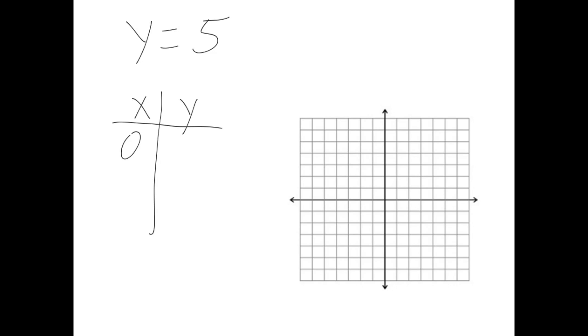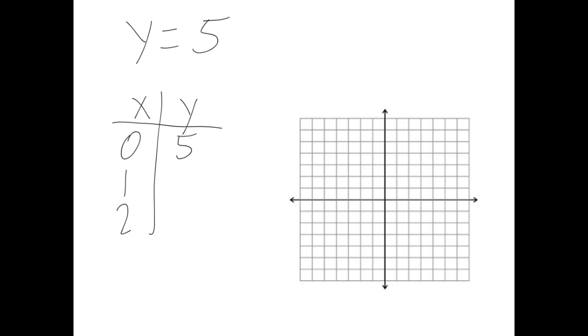So we take our points 0, 1, and 2. I like using the same ones all the time because they're easy. So we have that. Well, when x is 0, what is y? Well, we see here y equals 5. Okay. So when x is 0, y is 5.